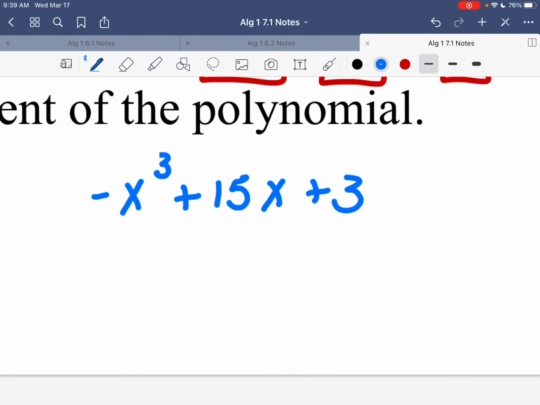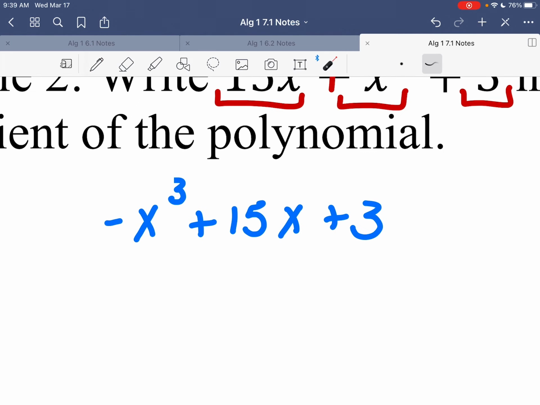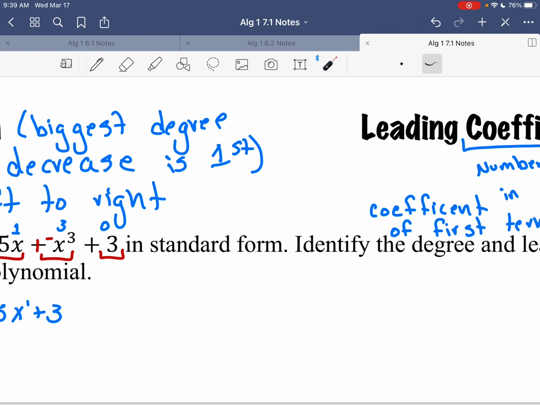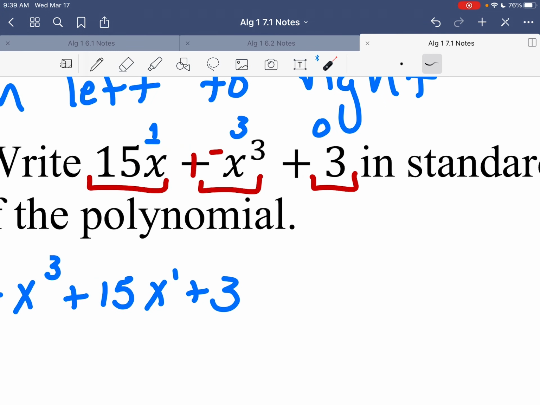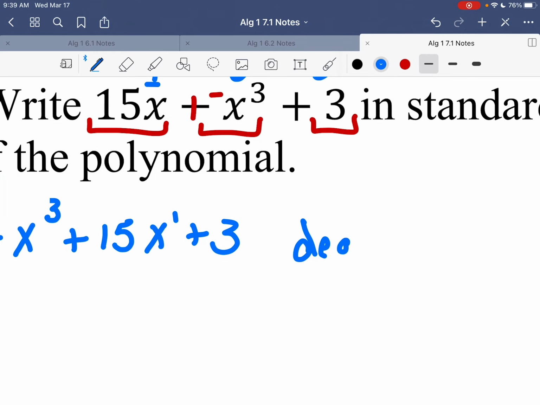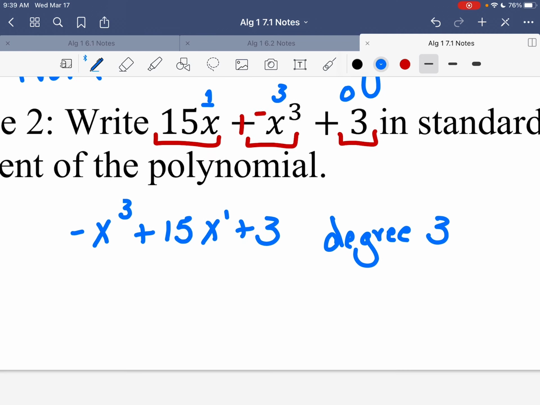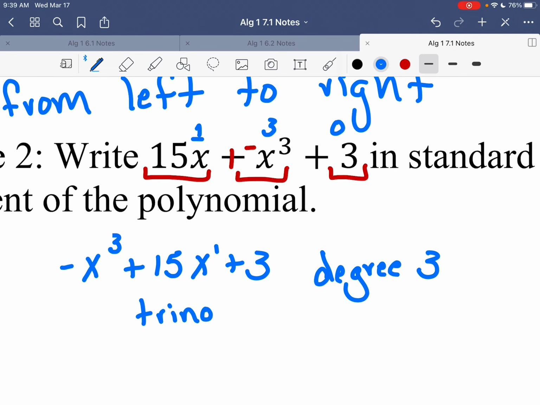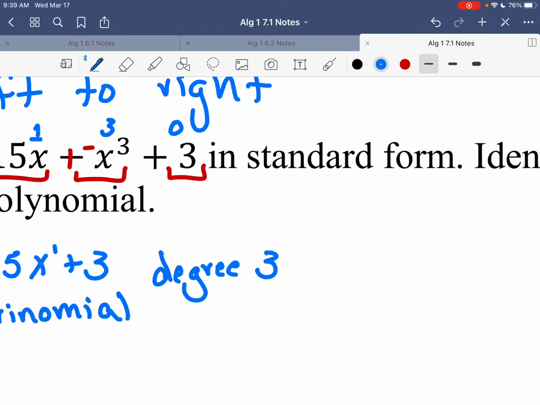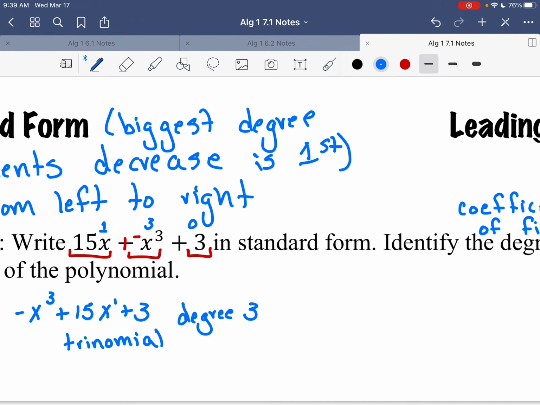So we have it written there in standard form. Our exponents decrease. This first one has an exponent of 3. This next one has an exponent of 1, which we just normally don't write, but it is a 1. And this next one has an exponent of 0. It doesn't have any x. So it's in standard form. Identify the degree. Well, we determined the degree of each one, 1, 3, and 0. So that tells me this is degree 3, because the biggest of those is 3. I'm even going to go one step further and write down that this is a trinomial. It's got 3 terms.